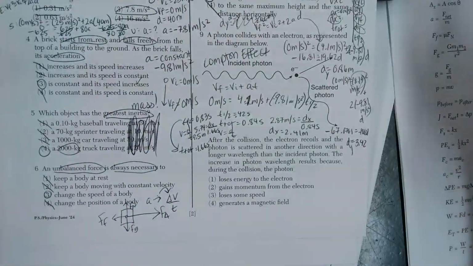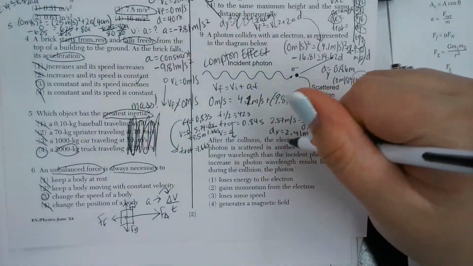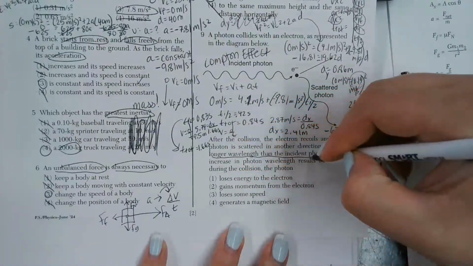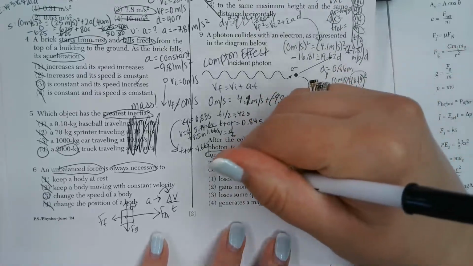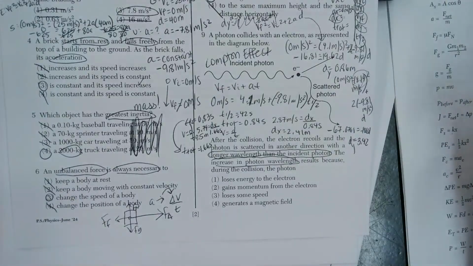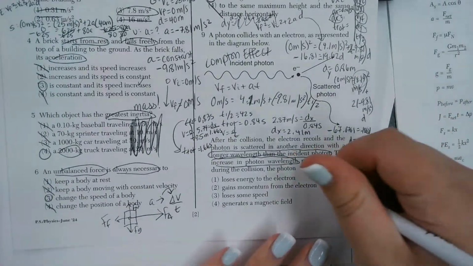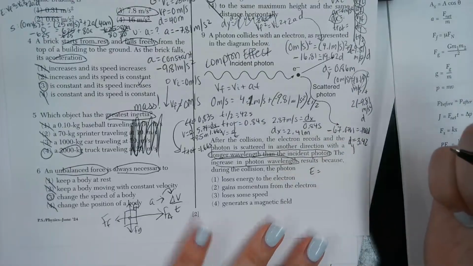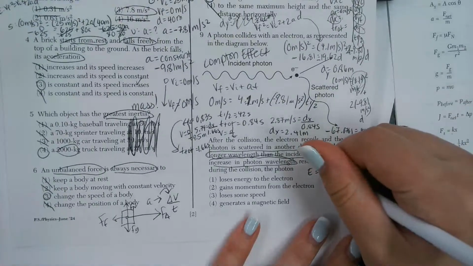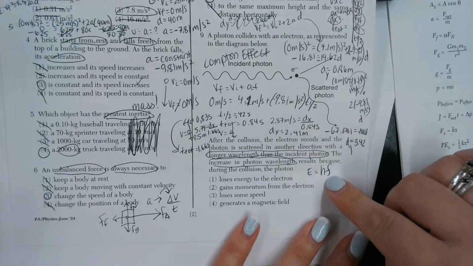So this is our conservation of energy and momentum. It says after the collision, the electron recoils and the photon is scattered in another direction with a longer wavelength than the incident photon. The increase in the photon wavelength results because during the collision, the photon, okay, there are a lot of moving parts here. So the energy of a photon corresponds directly to its frequency.